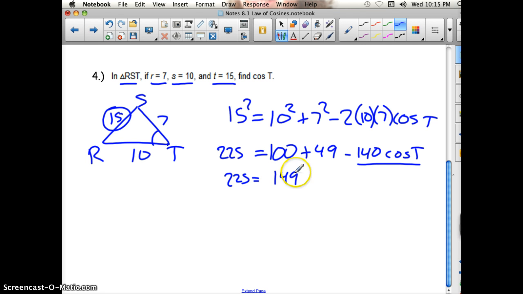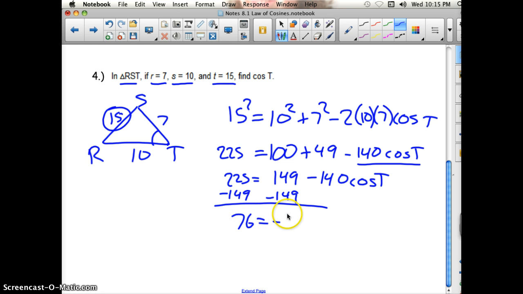These guys are like terms. I can combine those happily, but I can't combine that here. And it's very tempting for students to want to subtract that, but they're not like terms. What I have to do, in fact, is actually subtract 149 from both sides. Okay, you get 76 equals a negative 140 cosine t.